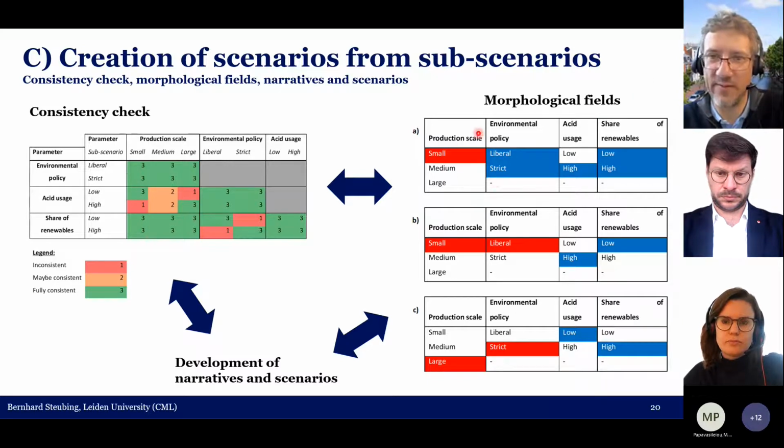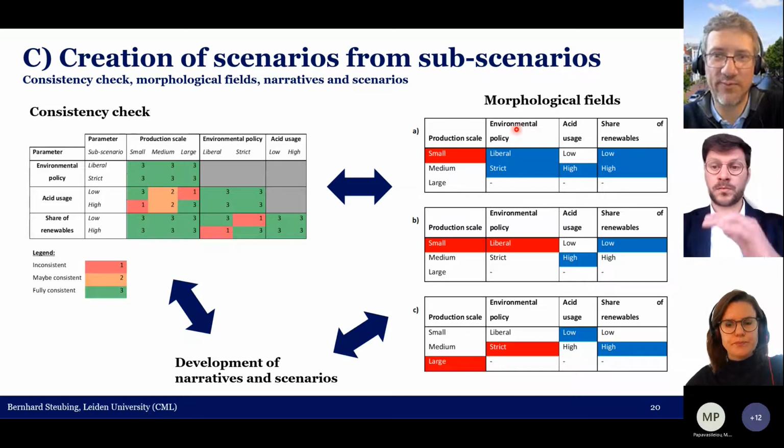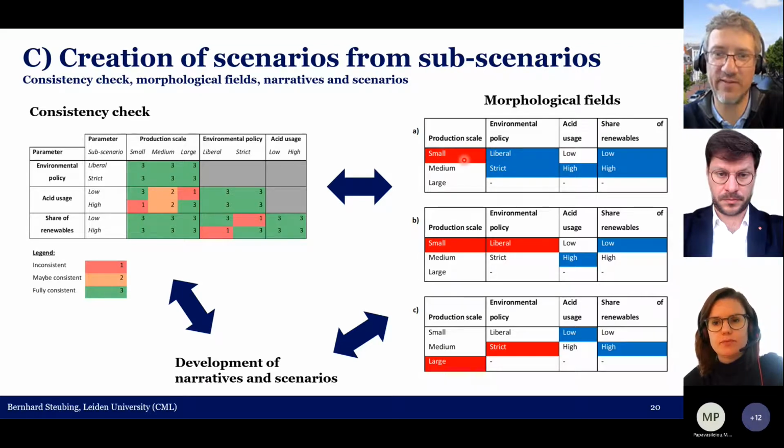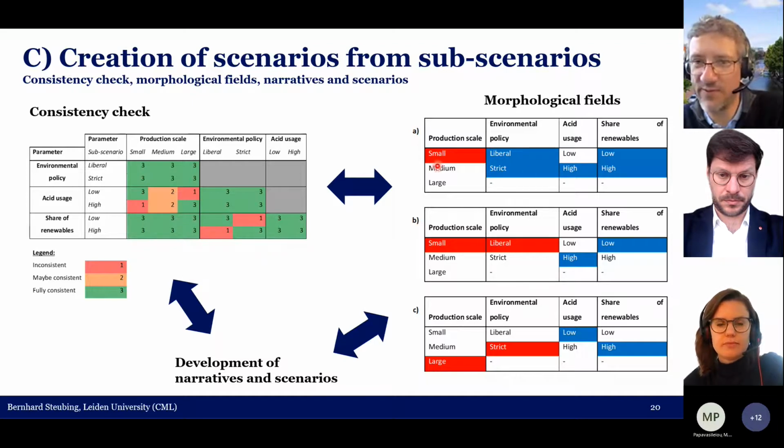For example, we can simply write out all parameters and their potential values in a table like this. And then we can say, well, if we predefine, if we assume that we have a small production scale, so red means this is what we have defined, then we get these possibilities. So blue are the possibilities, and we can read these possibilities out of this consistency analysis. So we see if we just define small production scale, we have quite a few possibilities left still.